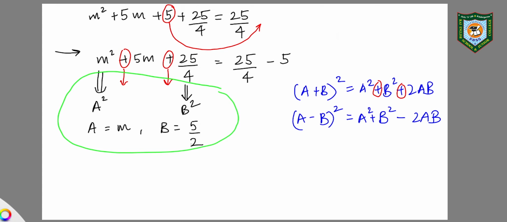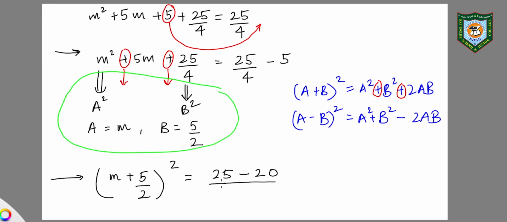Now, once I get this, all I have to do is write m and 5 by 2 in the form of (a plus b) whole square. So this becomes (m plus 5 divided by 2) whole square is equal to 25 divided by 4. Now in this case, I'm solving the right hand side simultaneously, minus 20 divided by 4. Now I have to take square root of this equation.